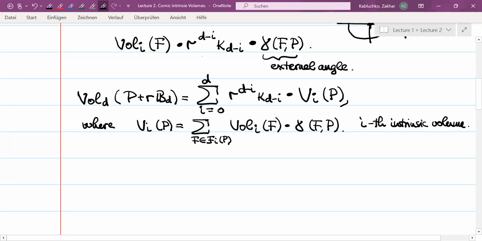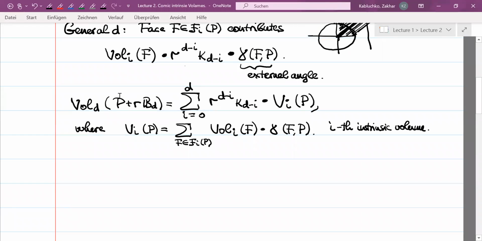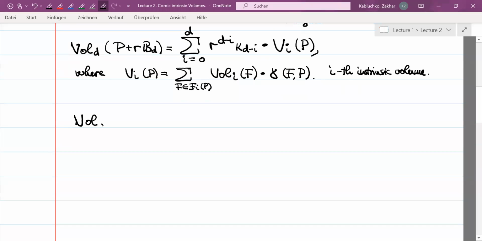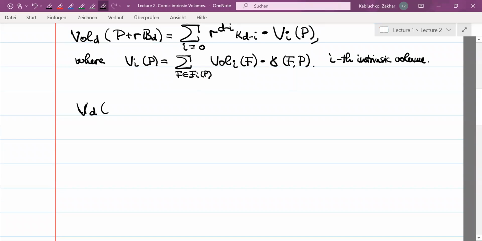And now one can generalize the Steiner formula to any convex body. And it says then that the volume of the R-neighborhood of any convex body is given by a polynomial in R. And the coefficients of this polynomial are essentially the intrinsic volumes. So for example, the dth intrinsic volume, V_d of P, is just the volume of P. It's the first term in this polynomial, or it's the last term in this polynomial.